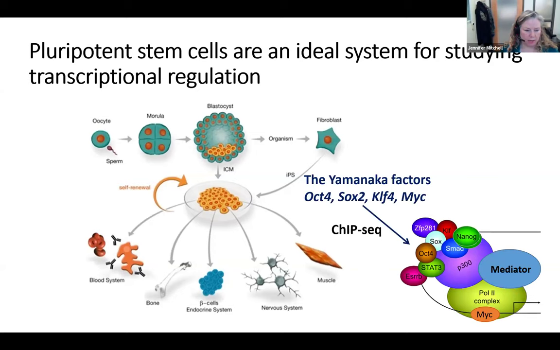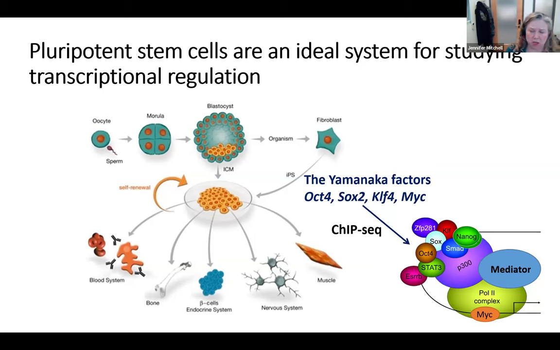Another reason why mouse embryonic stem cells were a good system to study transcriptional regulation, and still are, is that there's a really large number of chromatin immunoprecipitation sequencing experiments that have been done for this cell type that identify where a number of transcription factors are binding the genome, where coactivators are recruited, where members of the mediator complex and polymerase are recruited. And then, of course, we also know about gene expression. And so that allows us to formulate hypotheses about which regions of the genome might be regulating a particular gene.